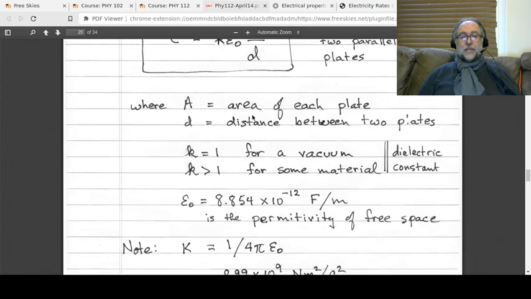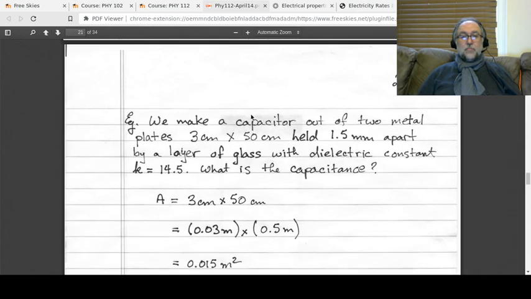So there it is. All right, guys, it's time to do our first problem. We're going to make a capacitor out of 2 metal plates, which are 3 centimeters by half a meter long. So this is a kind of metal strip like this. And they're going to be held apart. The distance between one another is going to be 1.5 millimeters. So that's how far apart they are from one another. And we're going to put glass between the two. This glass is going to have a dielectric constant of 14.5.